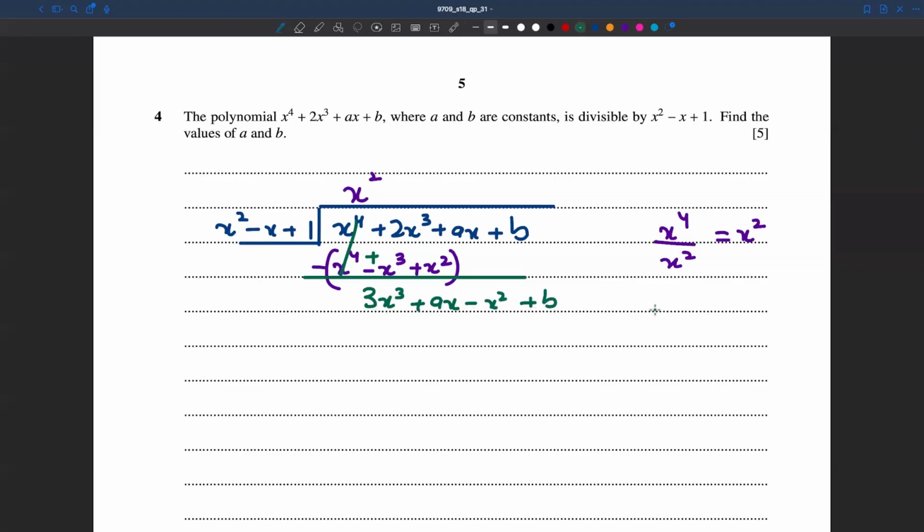Okay. Now in the next step, you write 3x³ upon x². So this will cancel out and I will have 3x. So you will write plus 3x over here and then multiply 3x with this whole term. So this will become what? 3x³ minus 3x² plus 3x.